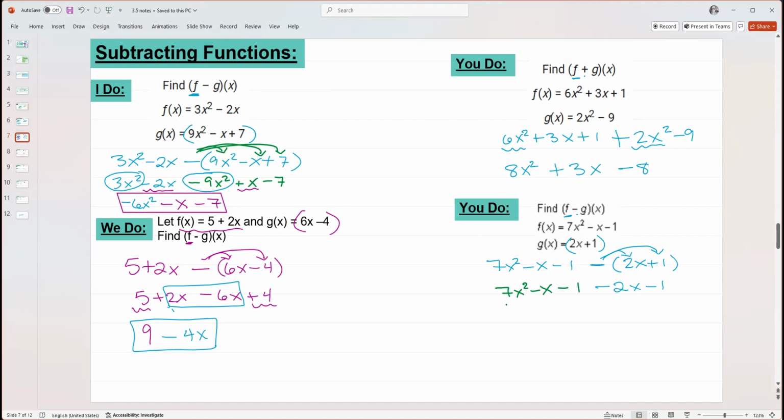Combine like terms. So there are no other x squared terms, so we're just going to bring 7x squared down. We're done with that one. Now I have a minus x and a minus 2x. So that is negative 1 minus 2. So negative 1 minus 2 more is negative 3. And then we've got negative 1 minus 1 is negative 2. And you're done.